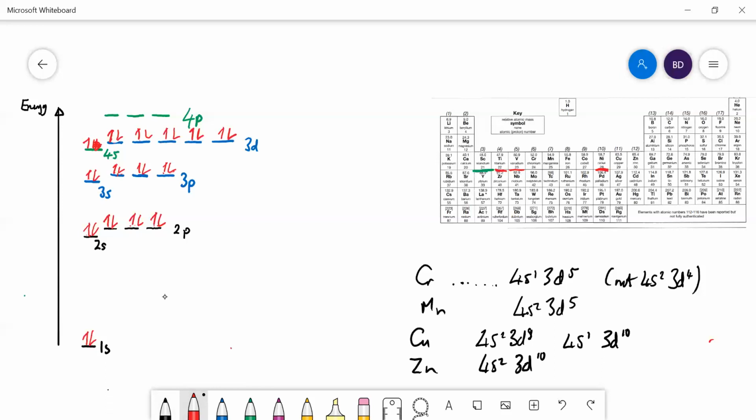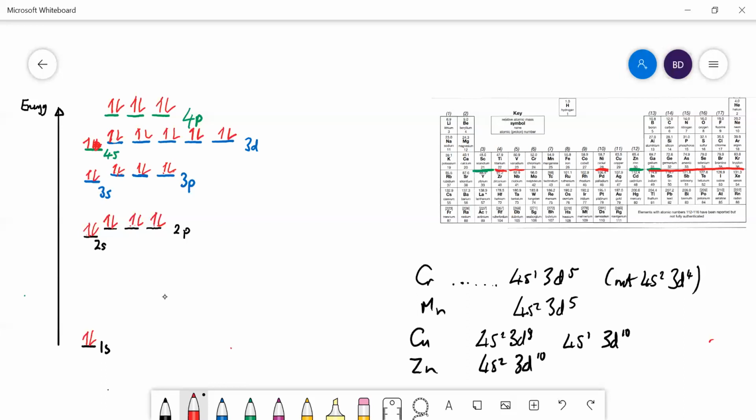After zinc is filled up, then you just start filling up the 4p. So that's why we're in the p block now. So gallium, you'd fill like that, and then you'd carry on filling all the way up to krypton. Krypton will be a completely filled 4p.